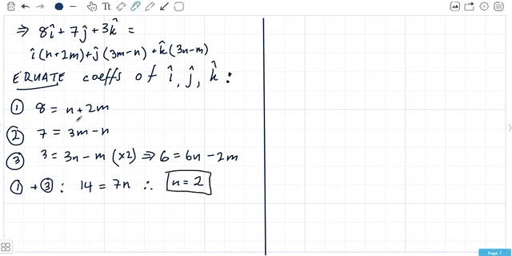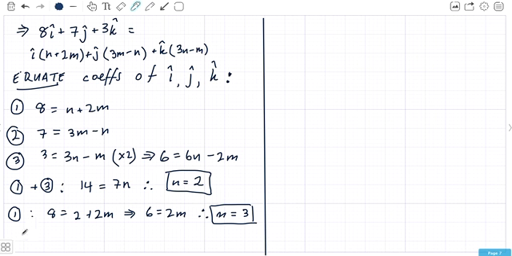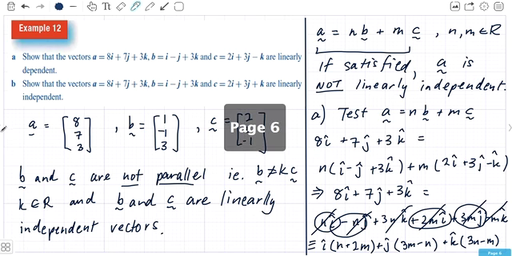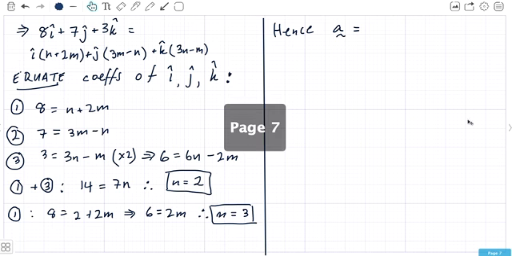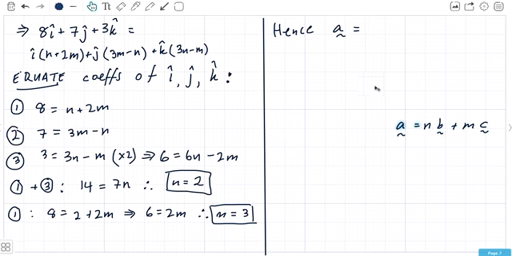And because now I know what n is, I can put that back in. So into 1, and you've got 8 equals 2 plus 2m. So 6 equals 2m. Therefore, m equals 3. So what that means is that, hence, a can be written as, and remember that we had this expression, this is what we were looking to show, test whether or not this is how a can be written. So we've got a equals nb plus mc, and we know now that n is 2 and m is 3. So you can actually construct a using b and c.